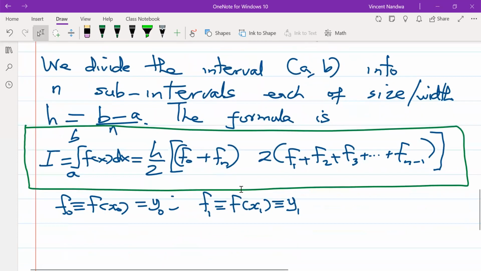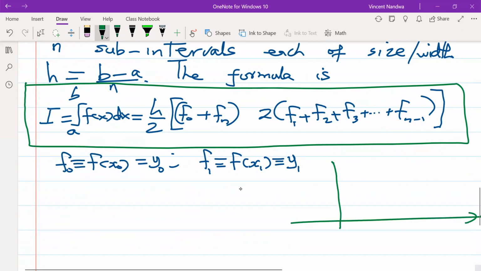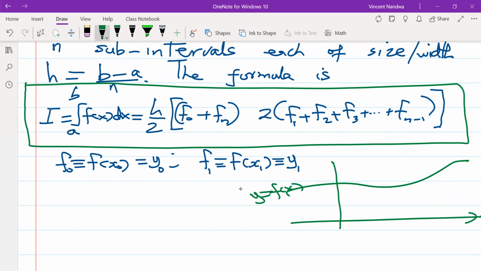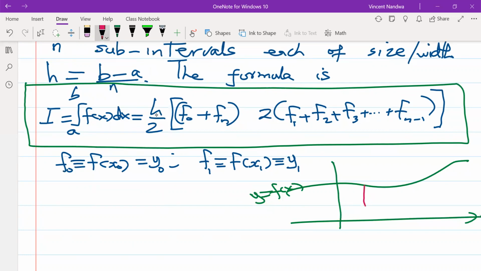And when I say ordinate, I mean if this is my arbitrary function, y equals f of x, then this way I have my a, and this way I have b.